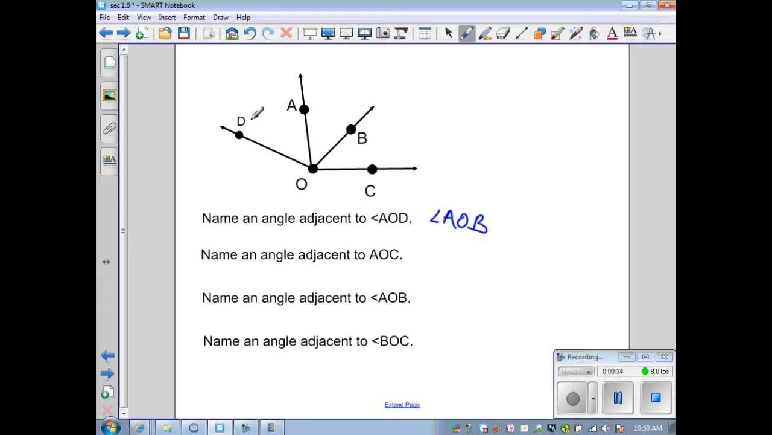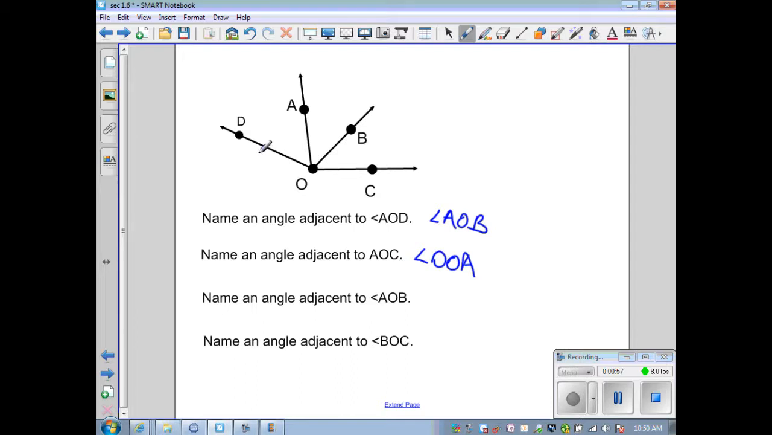Name an angle adjacent to angle AOC. Here is AOC. Again, I need an angle with a common side, common vertex, and no interior points. I'm going to name angle DOA. I have a common side of OA, common vertex of O, no interior points in common, and they are on the same plane.